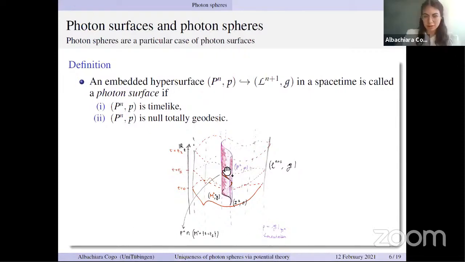No, so it's a Lorentzian metric on the surface. It's not null, because it's the first condition. So this is time-like, yes? Yes, it's time-like. This is the first condition. And then if we consider taking a null geodesic in the ambient space, then it's also a geodesic in our photon surface.